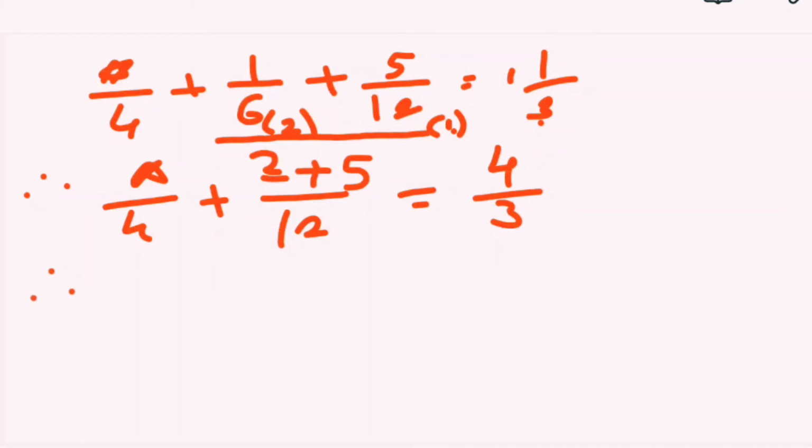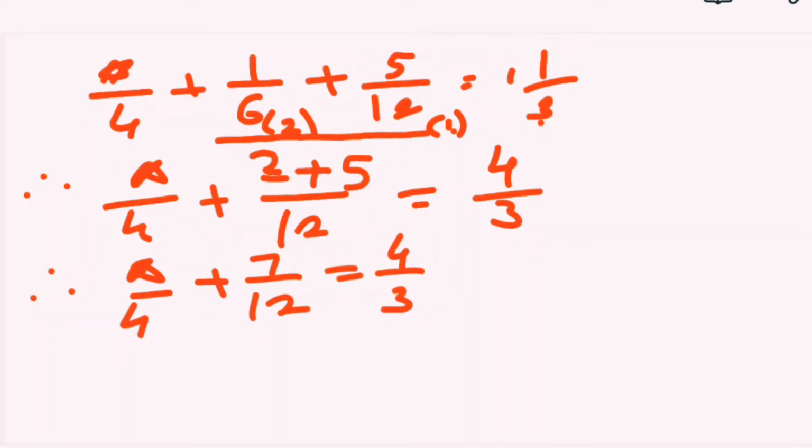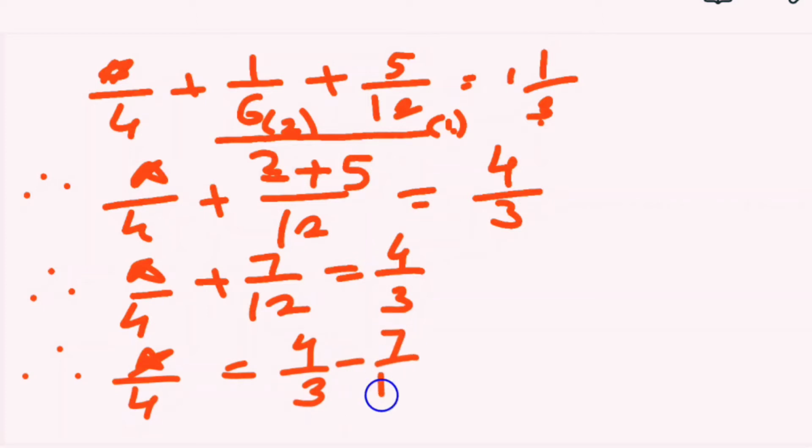So the next step is, here 7 by 12 is equal to 4 by 3. So star by 4 is equal to 4 by 3. Here 7 by 12 has a plus sign, it will become minus here. So here also we find its LCM.